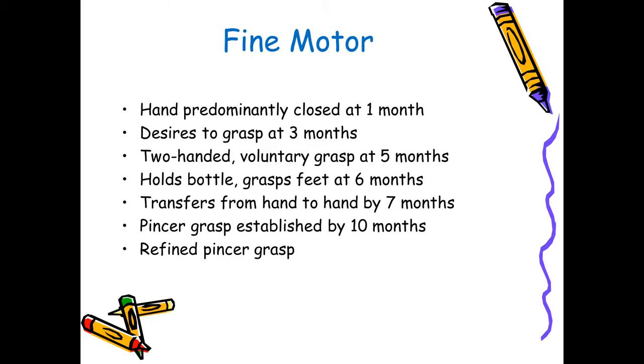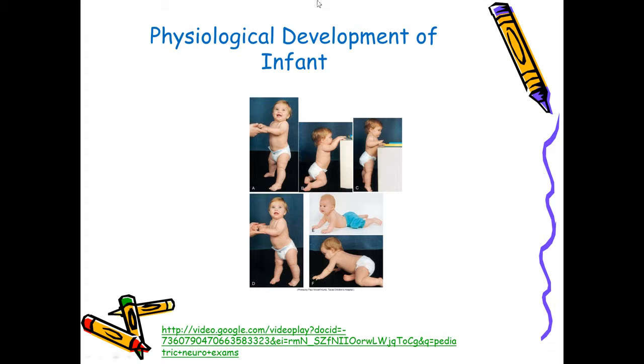Once again, when they first start grasping items, let's say about 5 months, they're going to pick up that item using their whole hand. They do a two-handed approach at about 5 months. At 6 months, they're able to hold their bottle. At 7 months, they can transfer an item from hand to hand. And then at 10 months, they're able to pinch things up with their fingertips. Okay, like pick up a pencil or a thin item utilizing only their fingertips.